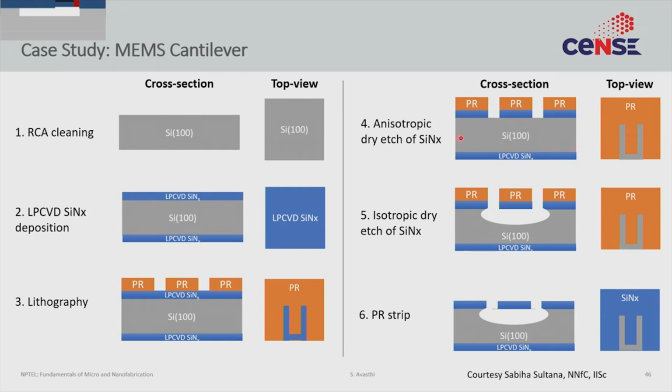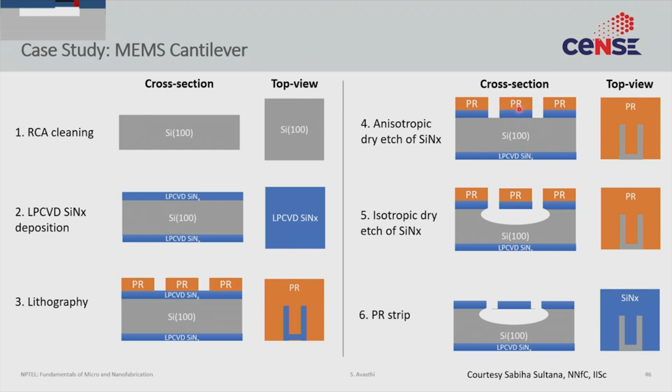Now notice that the backside silicon nitride has not gotten etched, and that is because most dry etch tools tend to be surface facing. So the way they are mounted and the way the etching happens, the back surface is never exposed to the etchant gas and hence never gets etched.